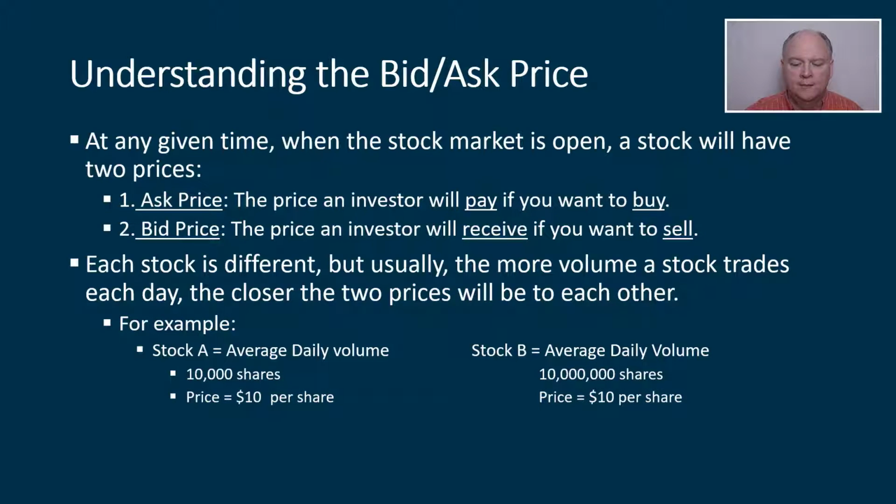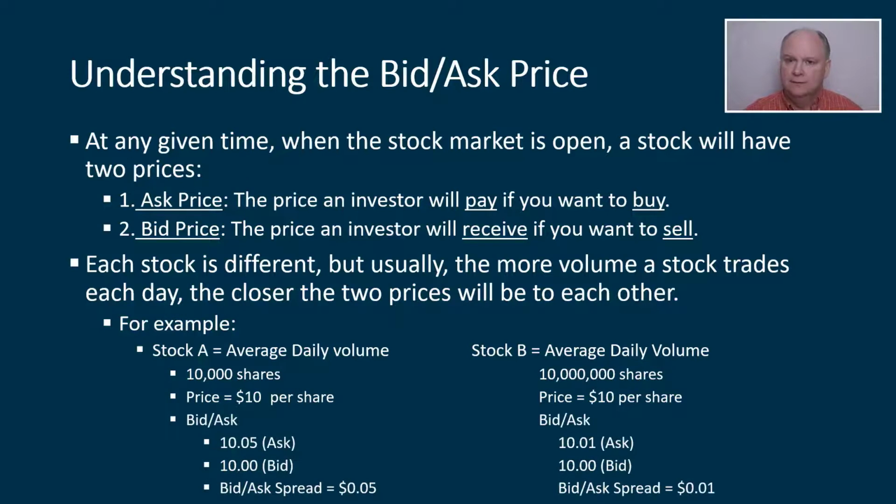So for example, they're both at $10 a share, and you like them both and you want to invest in both of them. So let's look at their bid-ask prices. If you wanted to go in and buy stock A, you are going to pay $10.05 per share. Let's say you made a mistake, and that same instant, a microsecond later, you decide you want to sell, and the bid-ask price has not changed. You could then sell it for $10 per share.